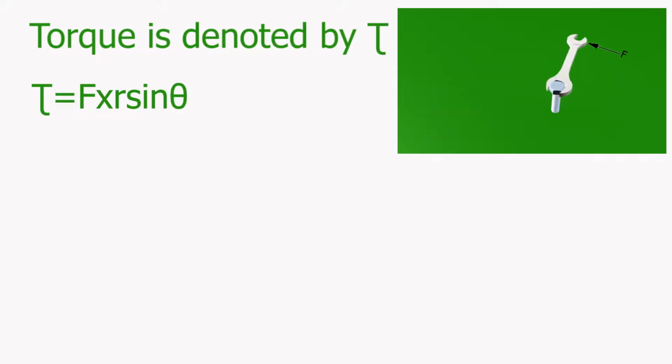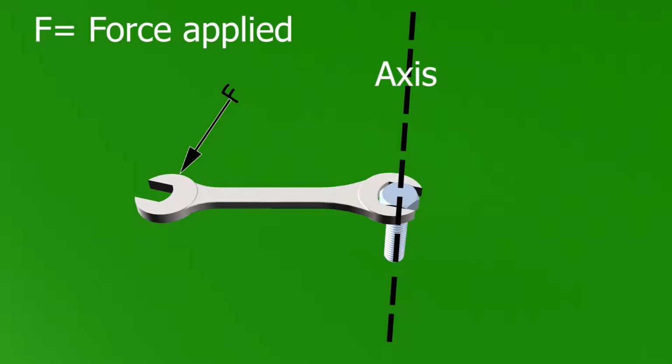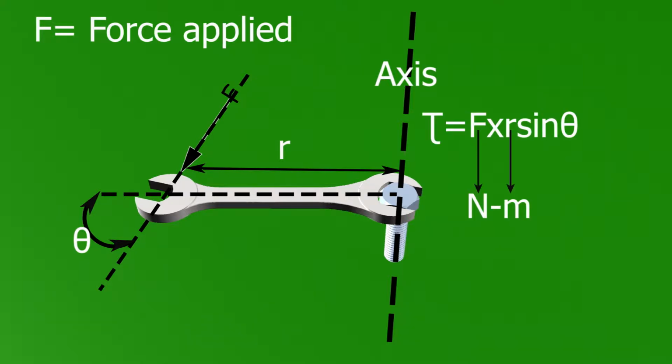Torque is denoted by tau. Tau is equal to F r sine theta, where F is the force applied, r is the distance between the center of rotation and the point of force application, and theta is the angle between the force and r. The unit of torque is Newton meter. Work done and torque have the same units, but both are different quantities.